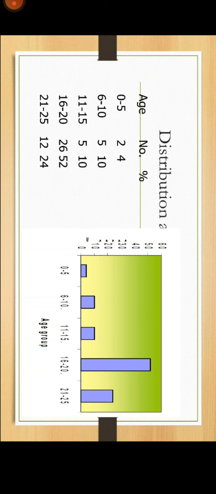Then from 6 to 10 years of age, 10% we got; 11 to 15, 10%; 16 to 20, 52%. That means 26 patients we got from 16 to 20 age limits. From 21 to 25, we got only 20. We had taken only 50 patients, just randomly. From that we got the inference that simple myopia is more commonly seen in 16 to 20 years of age. They are noticing it in 16 to 20 years of age.